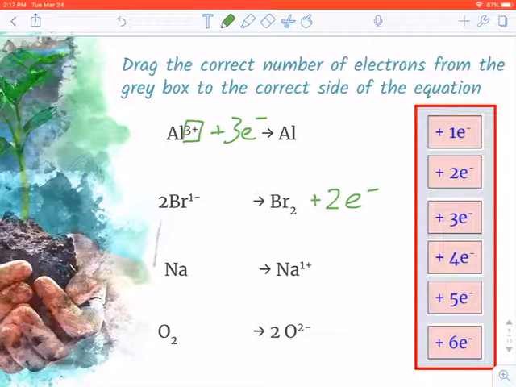Next, we've got pure sodium by itself becoming a sodium with a +1 charge. So our electrons go on the right side, the more positive side, and there's only 1 electron being transferred and 1 atom. So we just need +1e.